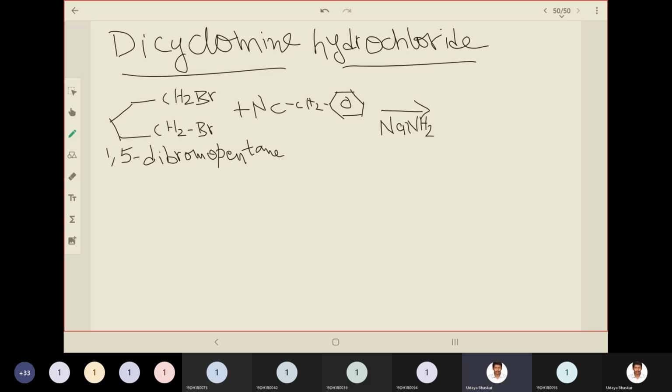So what will it do? It will fuse both the rings. It will cyclize dibromopentane with that of benzonitrile. Okay, so we'll get the starting two cycles. First, a phenyl ring along with the cyclohexane will be there, and CN will be retained.